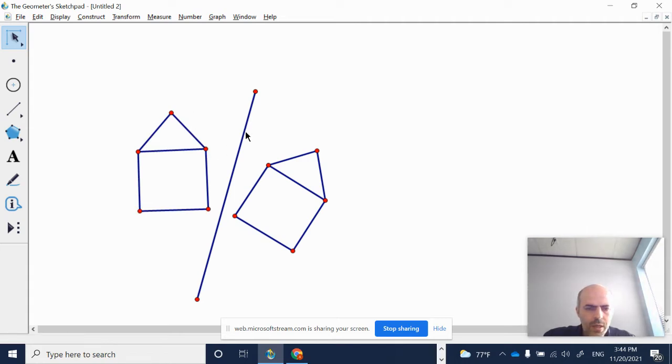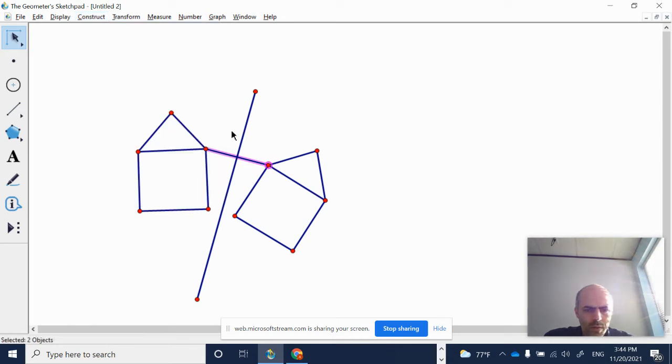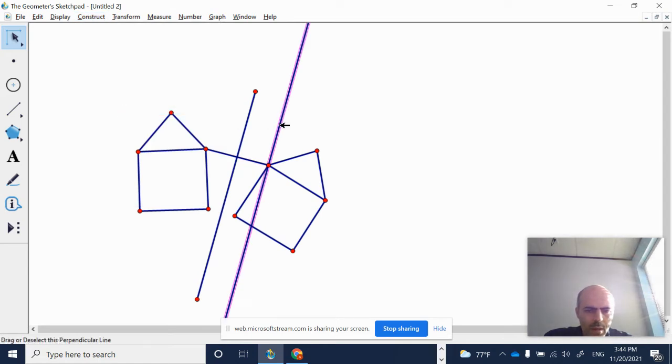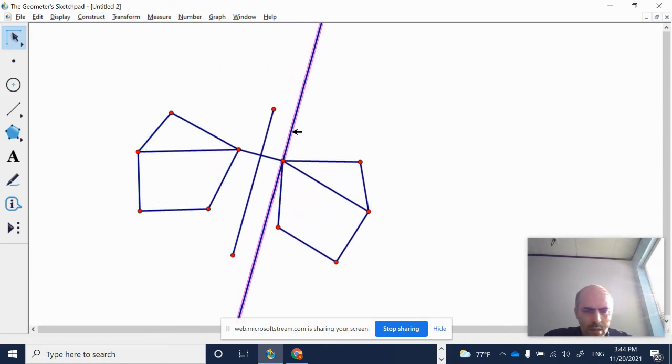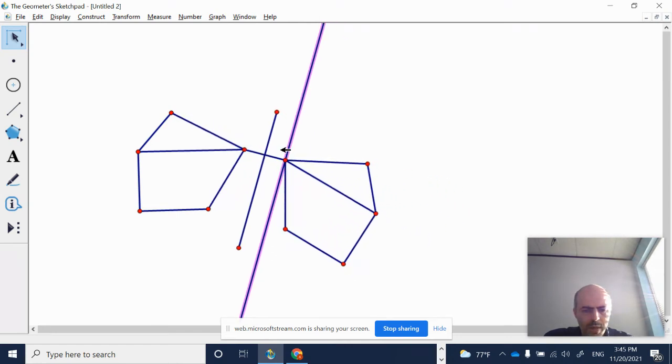For example, from this point to this point, let's suppose I want to draw one line segment. For this line segment, if I want to make a perpendicular, I have to choose one of the line points also. You see, I want to make a perpendicular line, and this perpendicular line is exactly parallel to our reflection line.